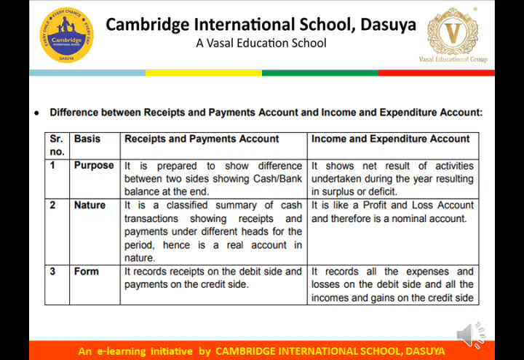Now, the next basis of difference is form. Receipt and payment account records receipts on the debit side and payments on the credit side, whereas income and expenditure account records all the expenses and losses on the debit side and all the incomes and gains on the credit side.